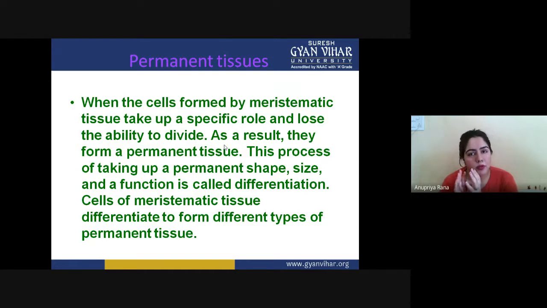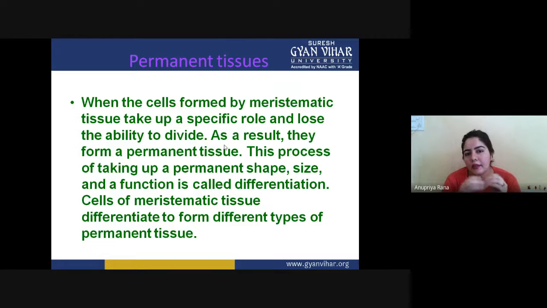Now, at this position, plants have to perform a very specific role. So they need to stabilize their cell, their shape, their size, their function. On the basis of their division, their shape, their size and their function, this whole process is basically called the differentiation process. So cells of meristematic tissue differentiate to form different types of permanent tissue.